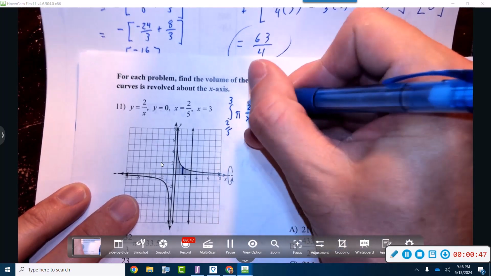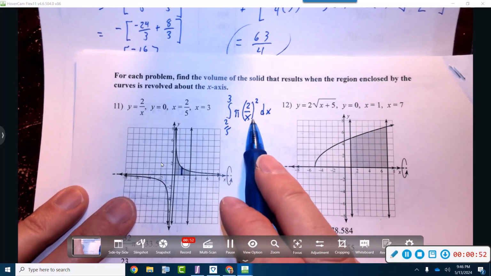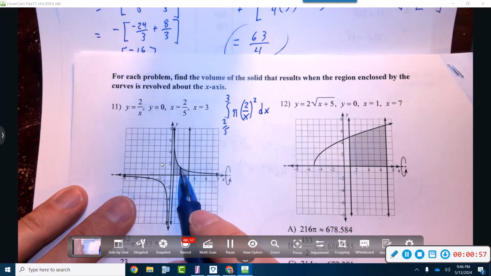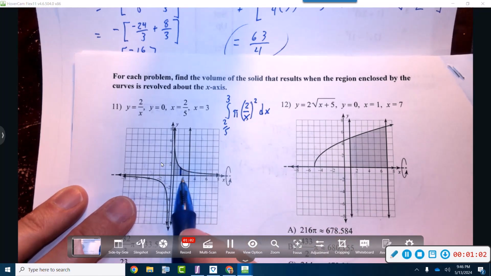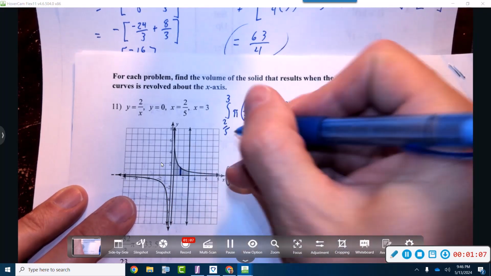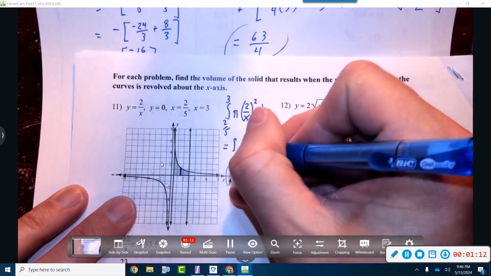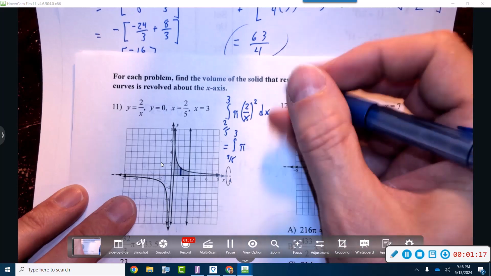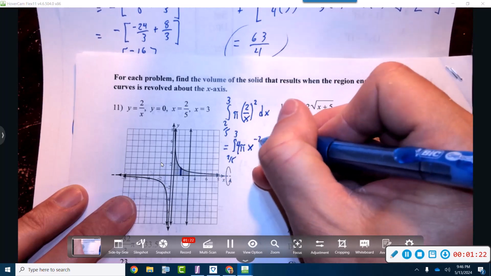So every single cross section that we take is a function of the x value. So when I plug in an x here, I will get a new radius, and I'm going to plug in a new x value for all of these infinitely many and add them all up. That's what this integral represents. Okay, so what we've got is 2/5 to 3. Let's square this out. We're going to get pi, and then 4 pi x to the negative 2 dx.